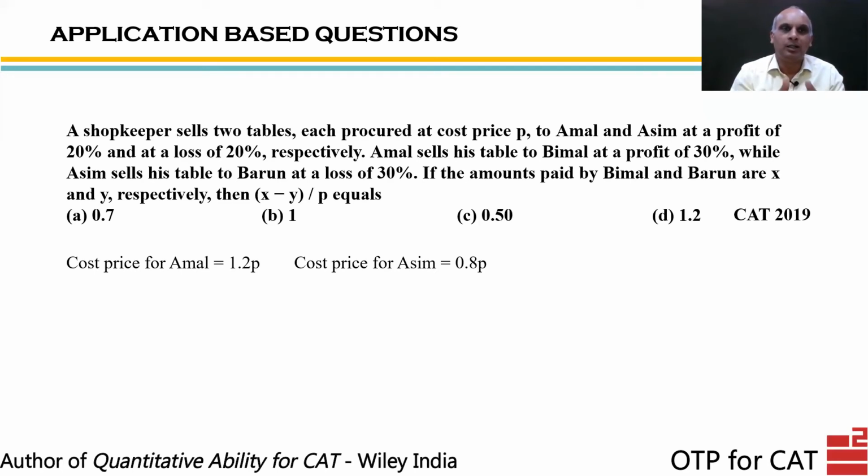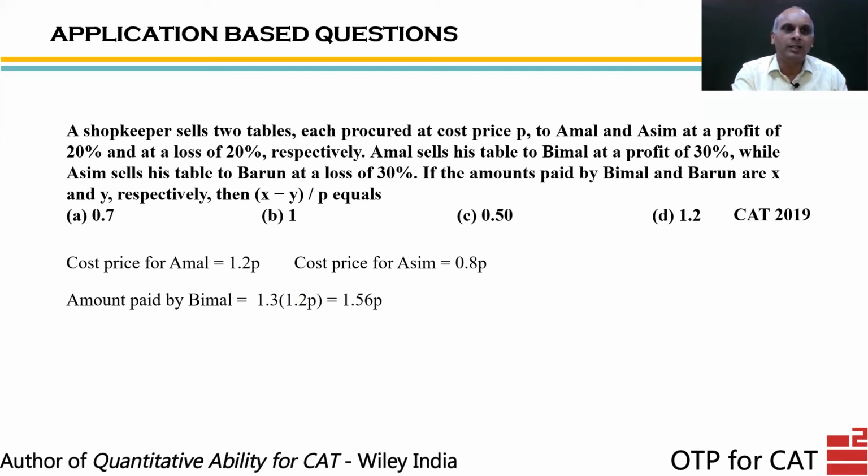Now Amal, whose cost price for the table was 1.2p, sells his table to Bimal, a third person, and that too at a profit of 30%. So the SP for Amal to Bimal, or I will say the amount paid by Bimal, will be 1.3 times 1.2p, that works out to 1.56p.